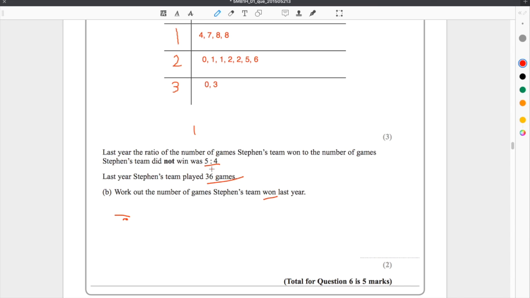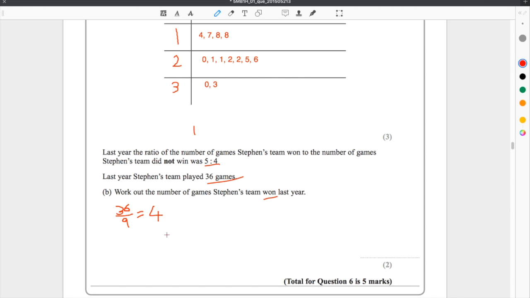Okay? So, just make that clear that that's going to show up. There we go. We have a fraction out of 9, 5 plus 4, and 36 games were played. If we do 36 divided by 9, that gives us 4, okay?